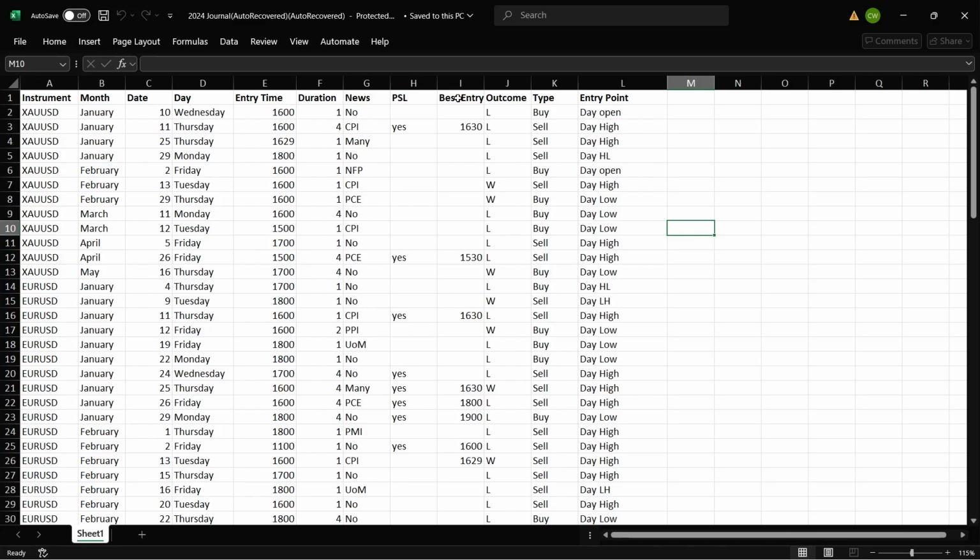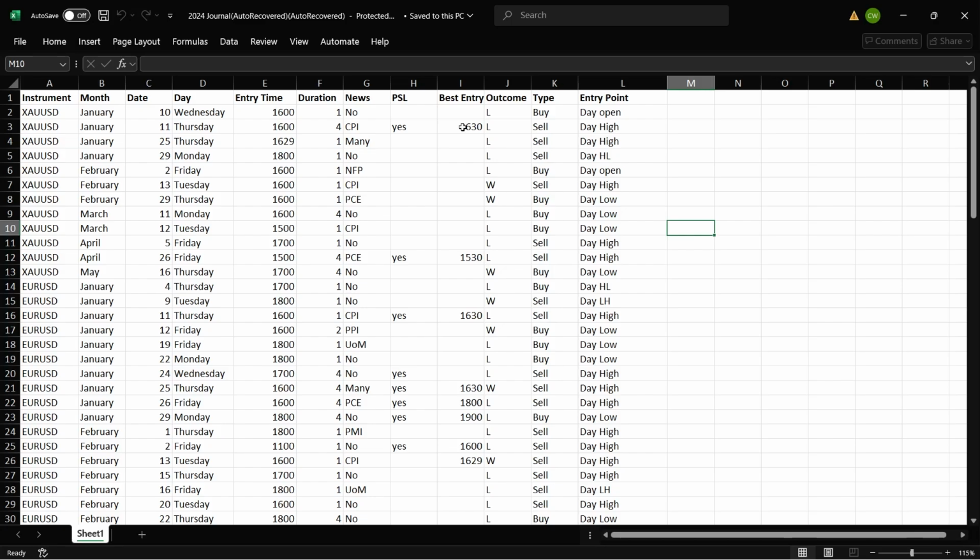All right, and then there's the best entry time. This is the best entry time depending on if there was an entry either with a smaller drawdown or an entry where the move actually began.